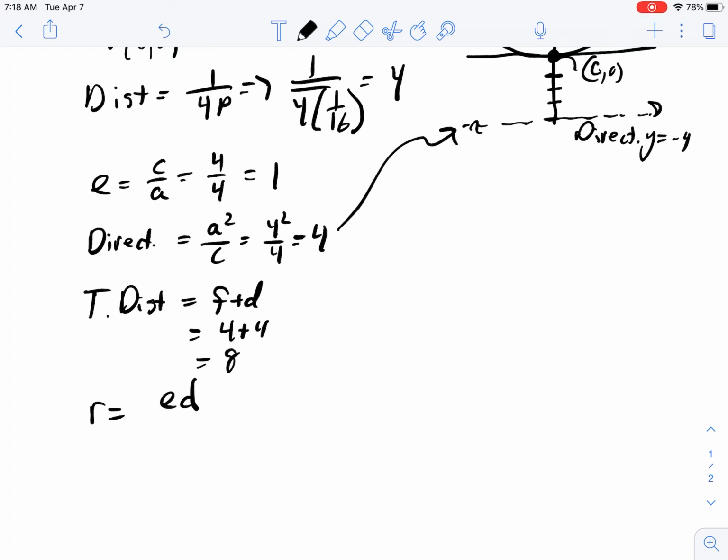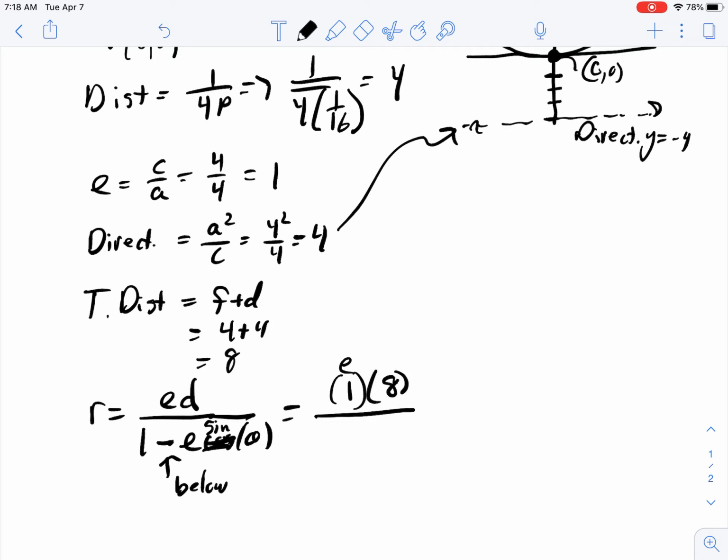And then if I want to graph in polar, it's ED over 1, and I'm going to go minus e cosine of theta. Therefore, my directrix is going to be below my graph. I should change this, since I'll go around the y-axis, not the x, so I have to change that to sine. So I'll go around the y. If I multiply out, there's my eccentricity 1, 8, and then 1 minus 1 sine of theta.